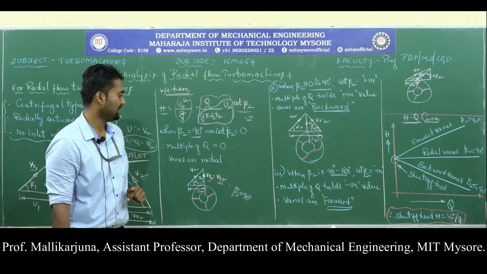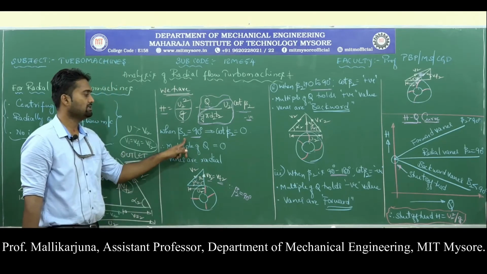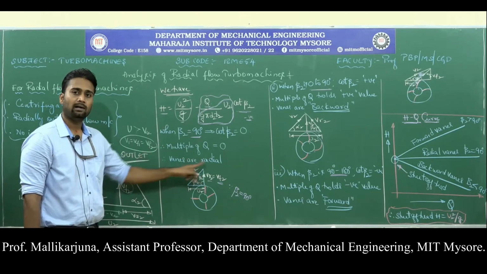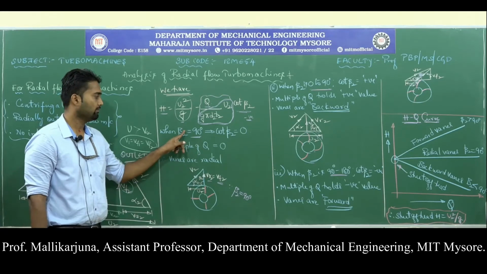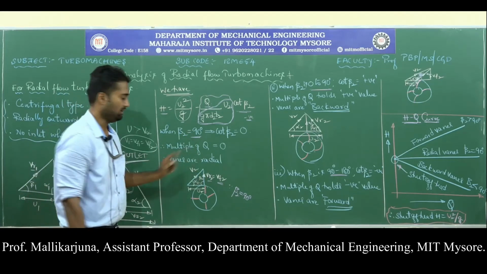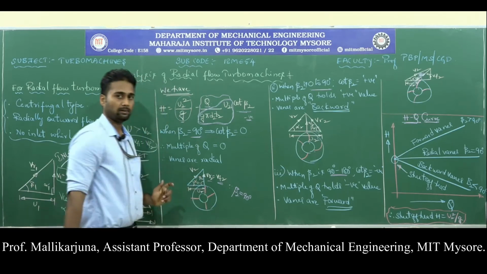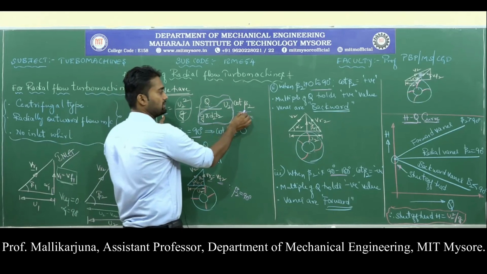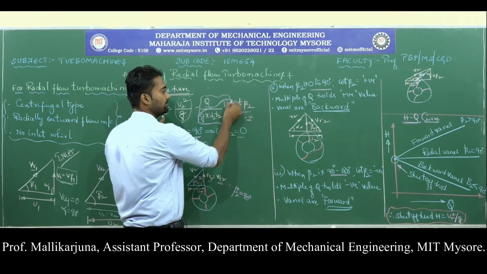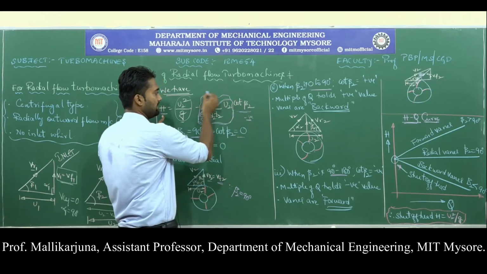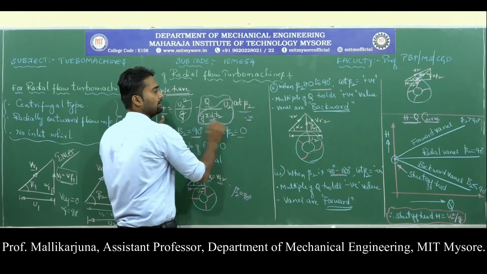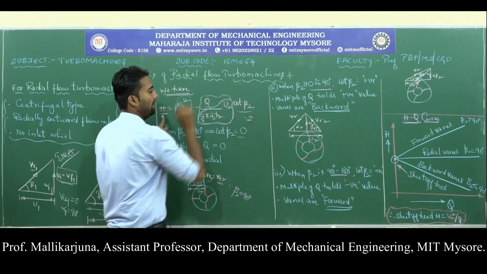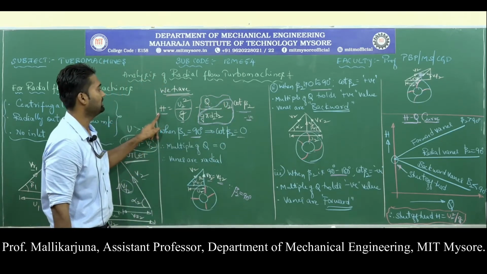Let us look onto the situation now. The very first situation is beta 2 equal to 90 degree. If beta 2 becomes 90 degree, vanes become radial. Am I right on that? Beta 2 is 90 degree, vanes are radial, in the sense vanes are perpendicular. Now substitute the values into this equation. If beta 2 is 90, cot beta 2 becomes 0. That means this entire term becomes 0, and then look onto the value of H.